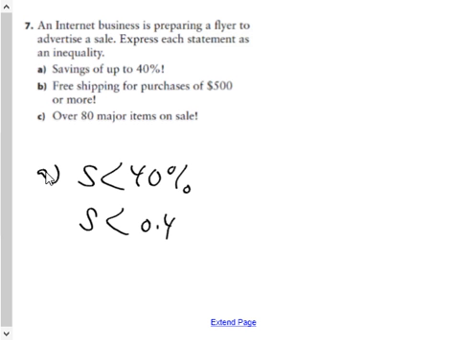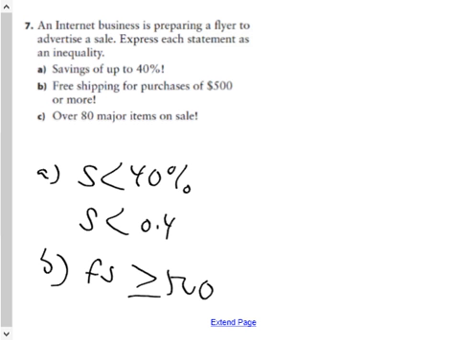So any savings that is less than 40% would be savings that are potential for this particular sale. For B, free shipping on purchases of $500 or more. We'll even use 2 variables. Free shipping for purchases of $500 or more, so we have to have greater than or equal to $500. So free shipping for any price greater than or equal to $500.